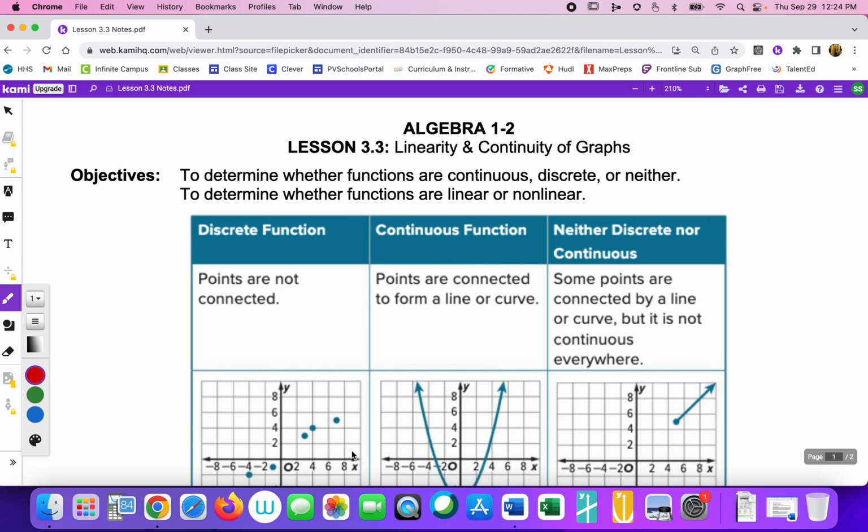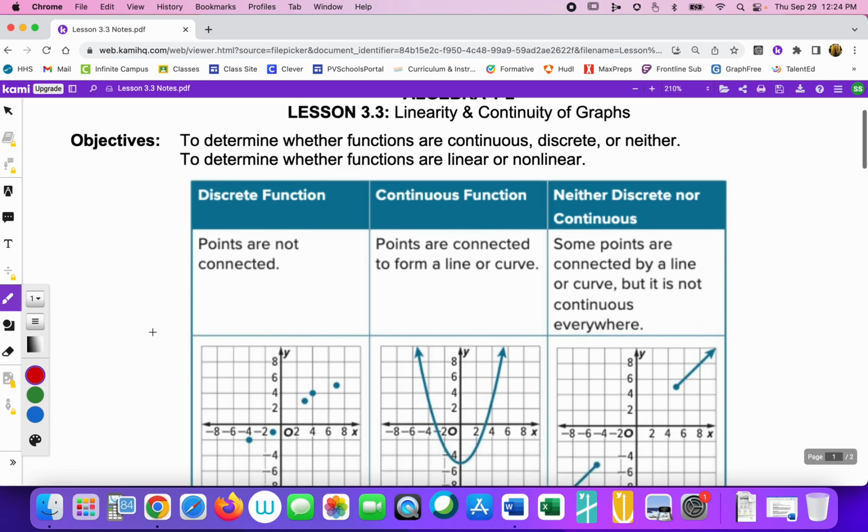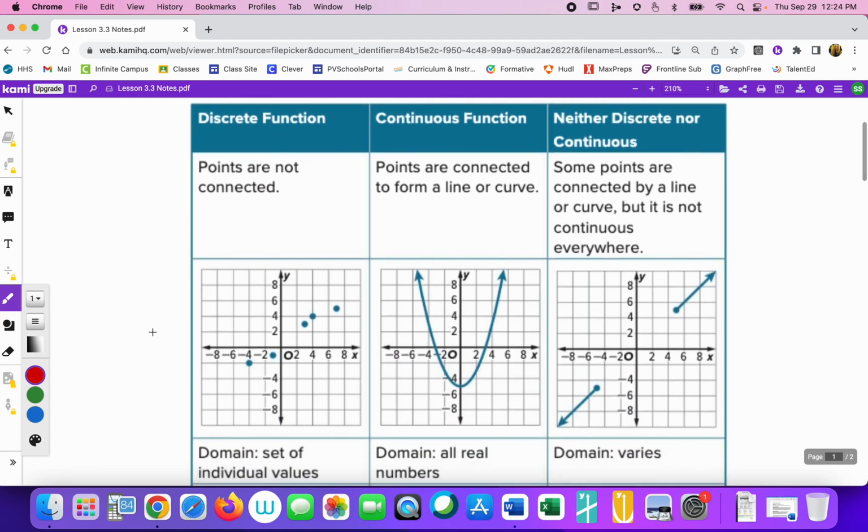Now it should seem fairly easy. Okay, at least that's the vibe I got from last hour. But we're going to be determining whether functions are continuous, discrete, or neither, and determining whether functions are linear or nonlinear based on their functions or tables of values. So this chart is directly out of the textbook, so if you need to refer back to it, there's further explanation there. But it should contain all the information that you need.